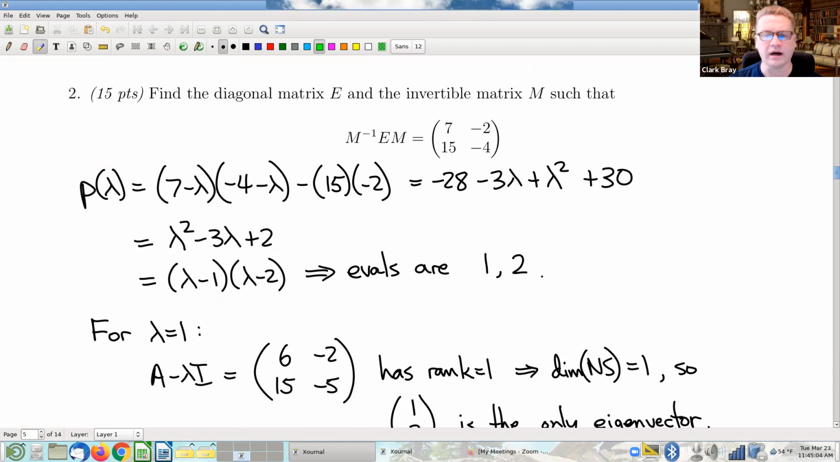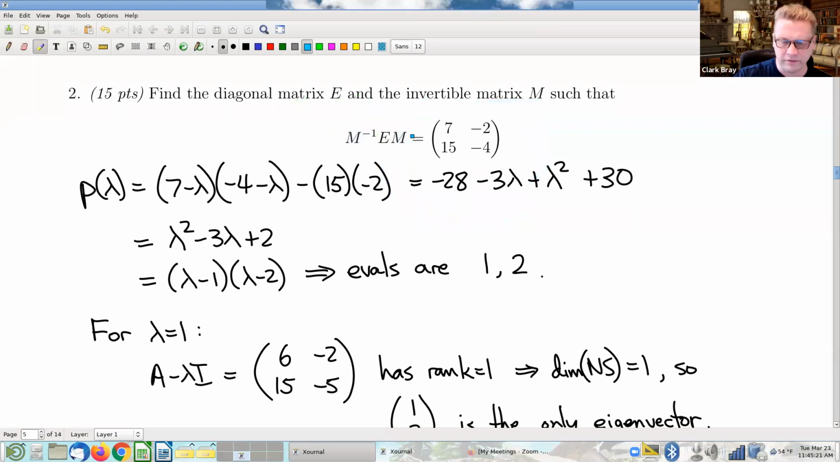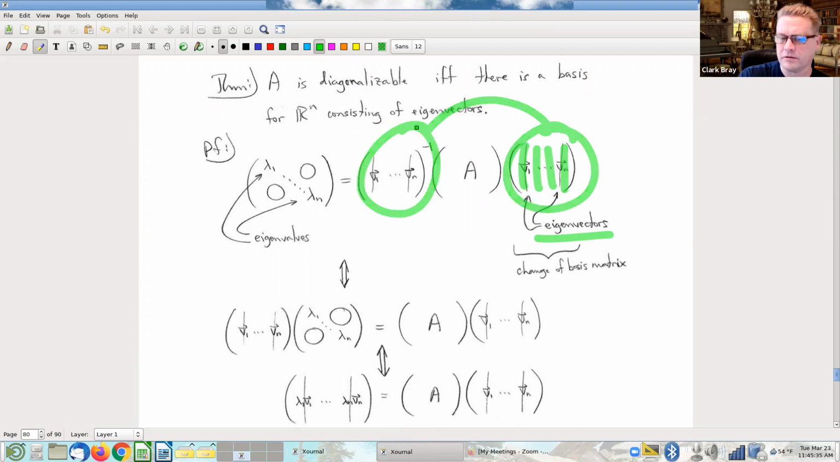We notice first the question asks us to diagonalize, right? So we're looking for this diagonal matrix E, and an invertible matrix M by which we conjugate. You can see that this is a conjugation right there. So this is a diagonalization question, and we know from the notes that the way we diagonalize a matrix is by finding the eigenvectors and the eigenvalues. The eigenvectors are going to tell us the matrix by which we conjugate, and the eigenvalues are going to give us the resulting diagonal matrix.